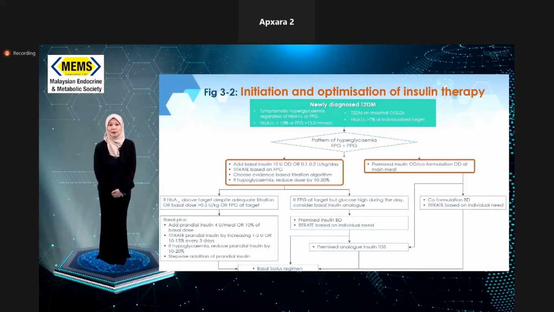Patients who experience fasting plasma glucose within target, but however experiencing high glucose levels throughout the day, can be considered with basal insulin analogs or co-formulations. It can be further escalated to be twice daily or 3 times daily using the analog insulins. Ultimately, the basal bolus regimen should be considered if patients are unable to reach glycemic target as desired.